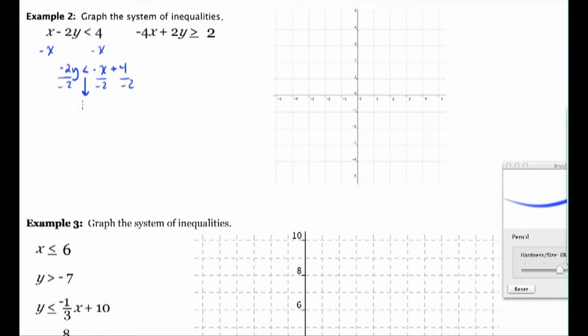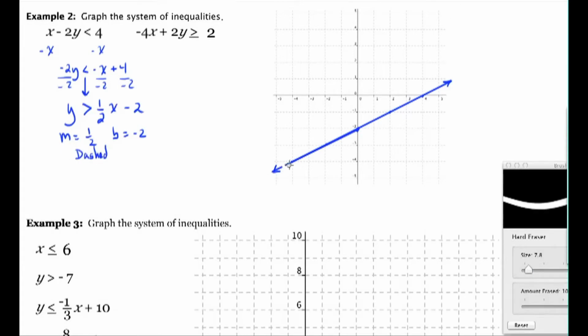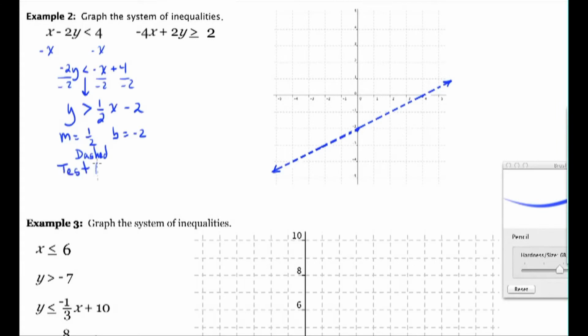Example 2, I want to graph these inequalities, but first I need to put them in y equals mx plus b form. Note that when we divide by or multiply by negative, we have to flip the sign here. So I find my slope is 1/2 and my y-intercept is -2. It's going to be a dashed line. My test point, I can use 0, 0. I'm going to check to see if it works, and it does.